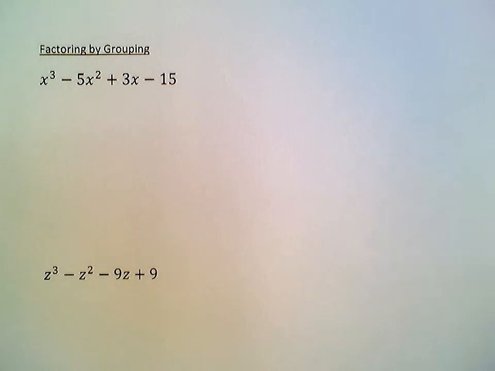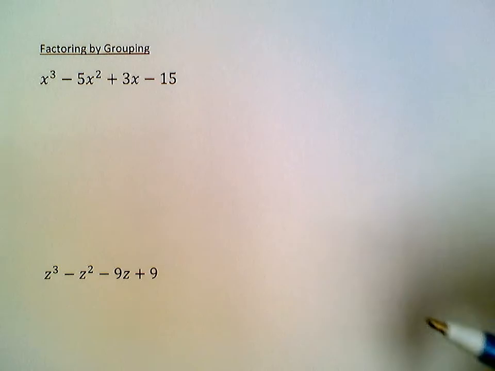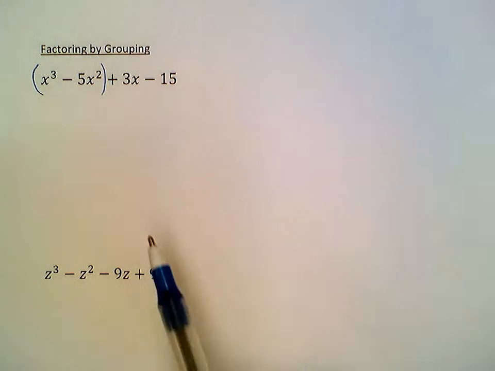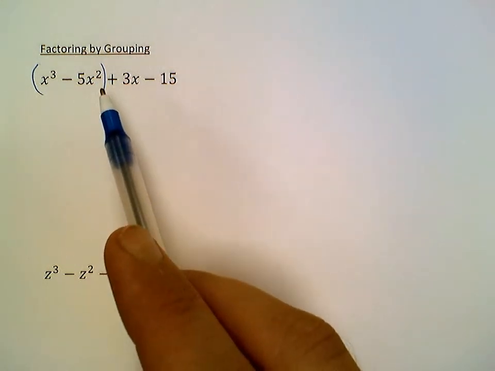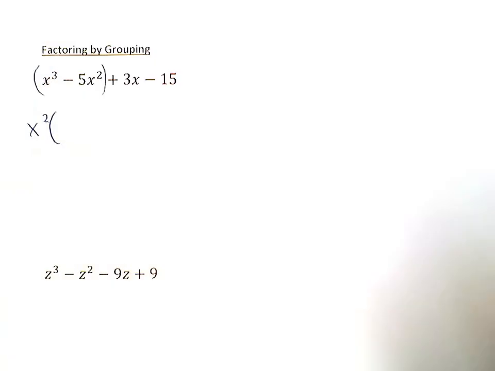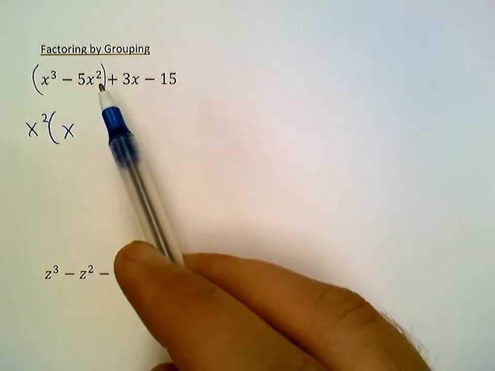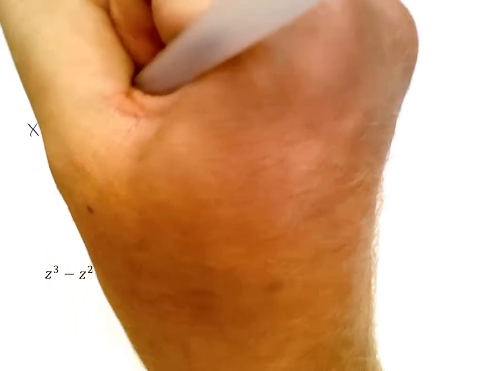So what you're going to do in factoring by grouping is group the terms together into two groups of two. I'm going to group the first two terms together and see what I can factor out of there. Out of x cubed minus 5x squared, I can factor out an x squared. If I take an x squared out of x cubed, I've got x left over. If I take an x squared out of minus 5x squared, I've got minus 5 left over.